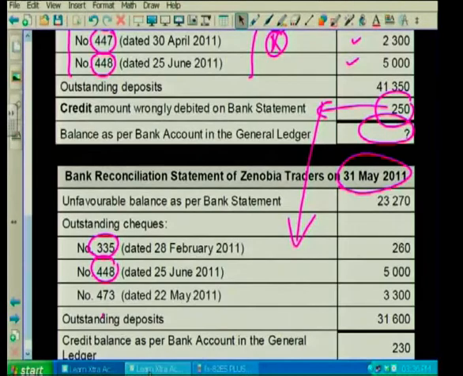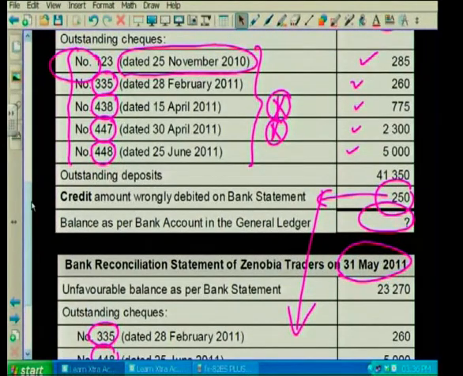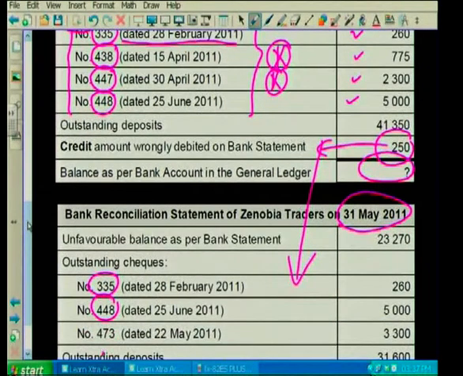So obviously, reference has been made to check number 335. Let's go back and look at 335. It's dated the 28th of February. So this means that this check has not been presented for payment. Simple. This check is a current check given to somebody who has not presented it for payment.